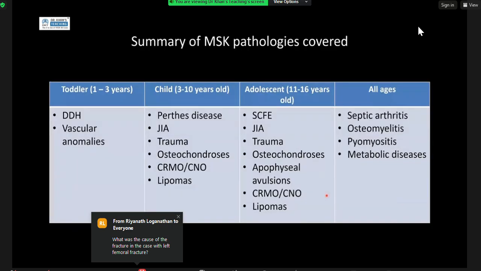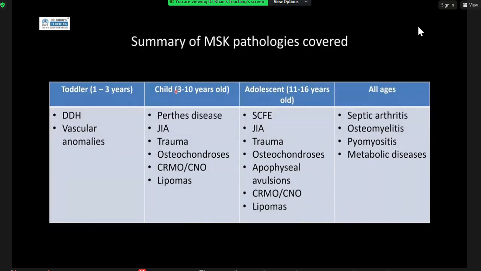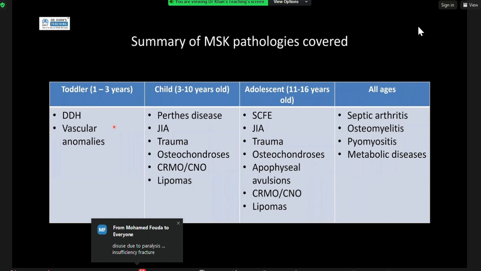So a summary of what we've covered today in the second section. We've covered DDH and some vascular anomalies. Just remember, it's about the age. In toddlers, we didn't cover transient synovitis, but essentially it just looks like a joint effusion, often diagnosed on ultrasound. But ultrasound cannot tell you whether it's infective or reactive synovitis, so often you need clinical features to support whether it's transient synovitis or septic arthritis.